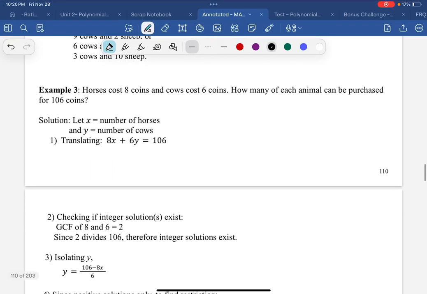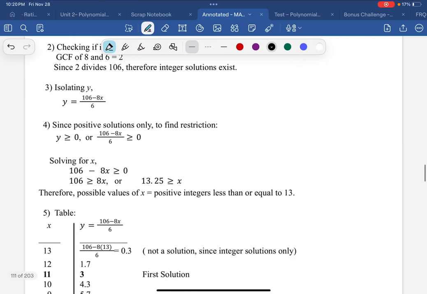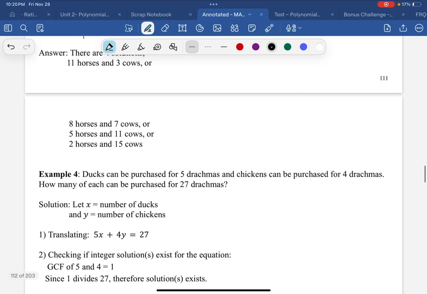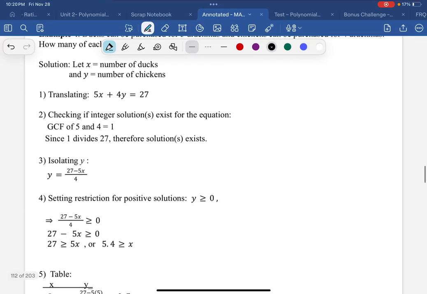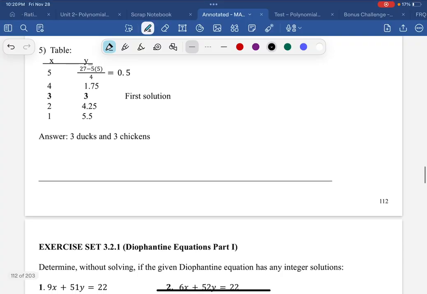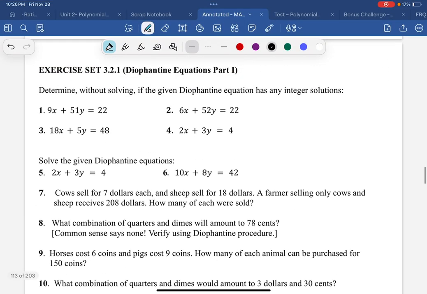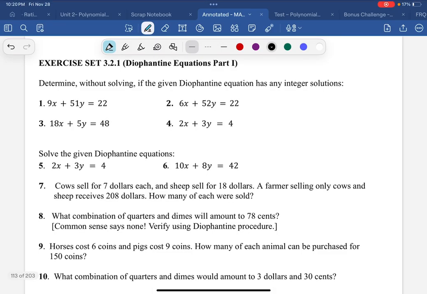And that's the idea. So example 3 follows the same progression, so you can look that over. Same thing with example 4. It's just a lot of extra practice with the same stuff. So that brings you to 3.2.1, which is Diophantine equations, part 1.